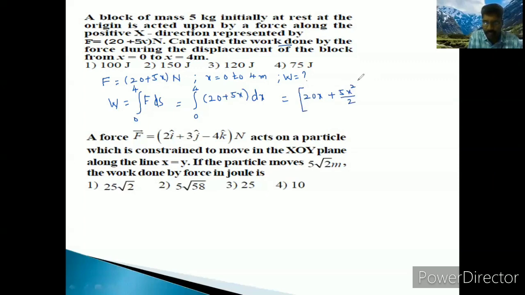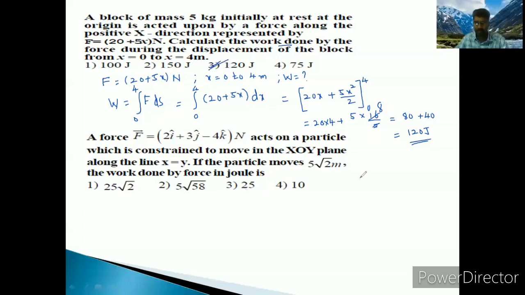So we need to apply the limits, 0 to 4. The upper limit: 20 into 4, plus 5 into 4 square, that means 16, by 2, that means 8. So 20 into 4 is 80, and 5 into 8 is 40. Total is 120 joules, which is the answer. Work done we got. Third option is the correct one.